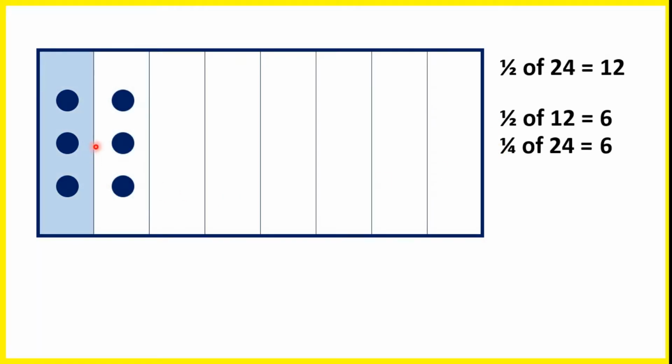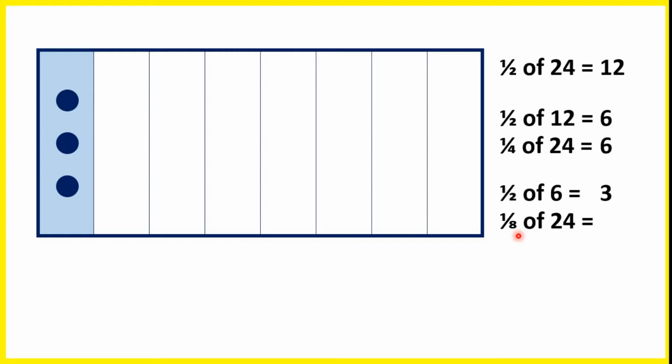Now, we can take those 6, split them in half again, and we have 3. So half of 6 is 3, but we can also see, if we look at our fraction bar, that we now have 1 part out of 8 shaded. So we can say that 1/8 of 24 is also 3. So if you halve, halve again, and halve again, you can find 1/8.